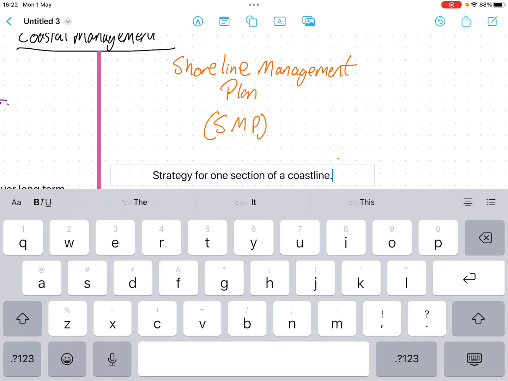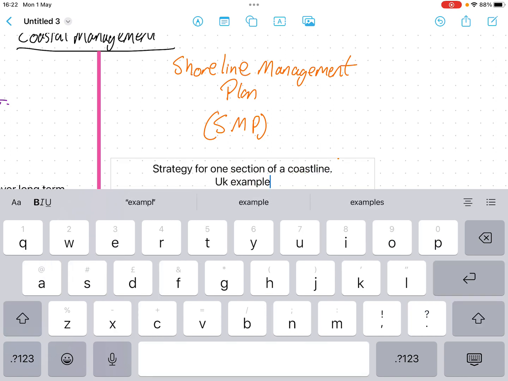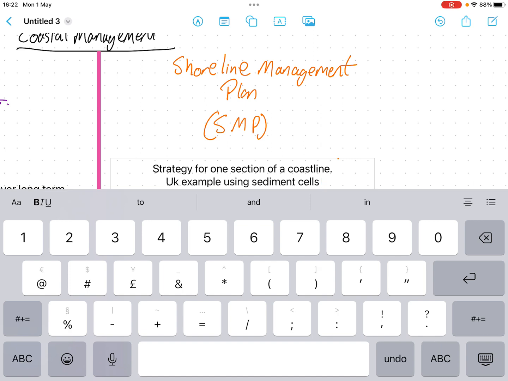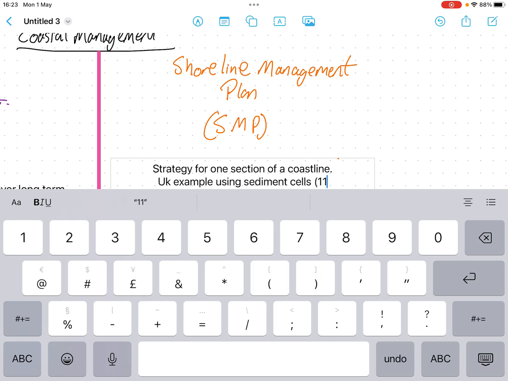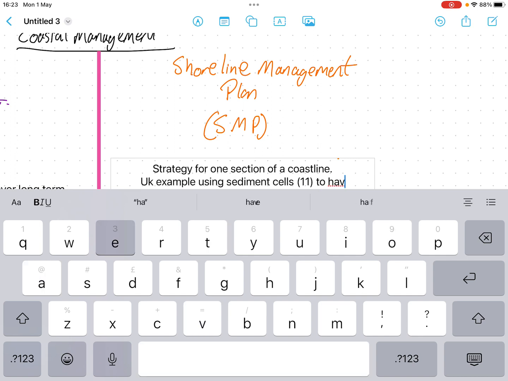Now, the easiest way to look at that is with a UK example using 11 different sediment cells. 11 of them. To have sub-cells.